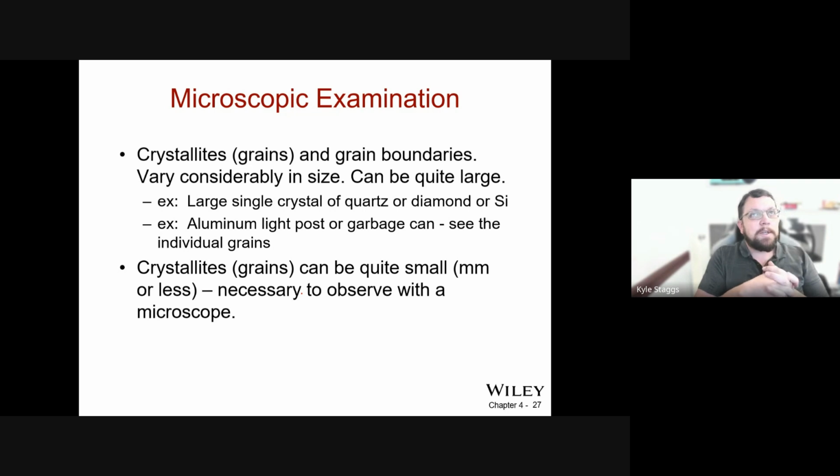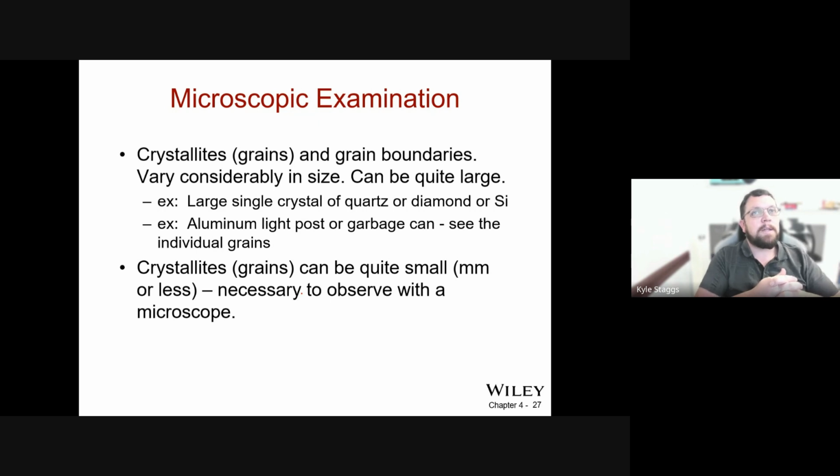So microscopic examination gives you some concept of what this looks like. These grains are sometimes also referred to as crystallites, although I'll probably never use that term again. The grains and grain boundaries vary in size. They can be quite large. So you've seen examples of those. We're not going to spend a ton of time on this. But a large single crystal of quartz or diamond or silicon, those silicon wafers are cut from a very, very, very large single crystal of silicon that's grown very carefully under very tightly controlled conditions.